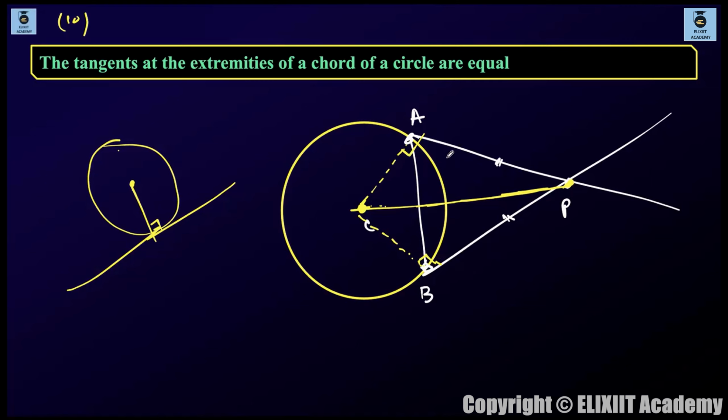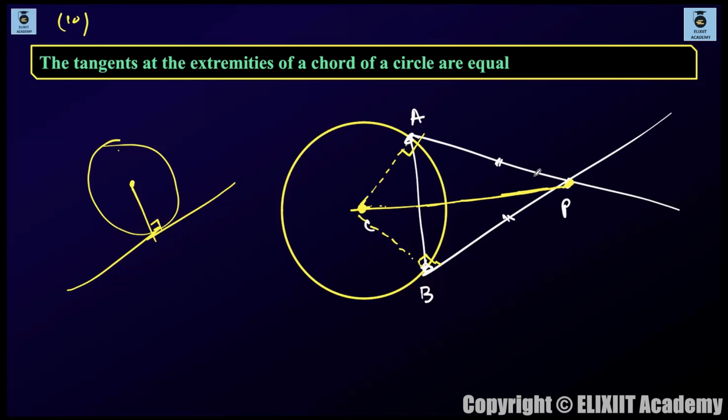Can I say that these two triangles are congruent triangles? Which two triangles? These two upper triangles and this lower triangle. Here we have a right angle triangle, and these two sides are the same. Okay, RHS you can say. So these two triangles are congruent triangles.